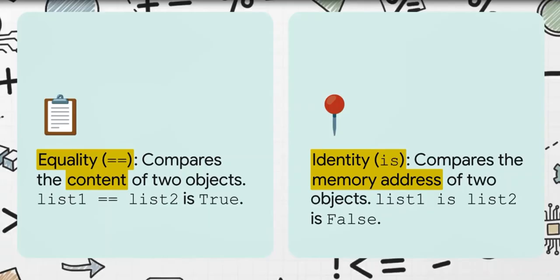Okay, pay attention, because this one is a bit tricky but so important. The double equal sign checks for equality. It asks, do these two things have the same stuff inside them? Here, both lists have the same words, so it says true.